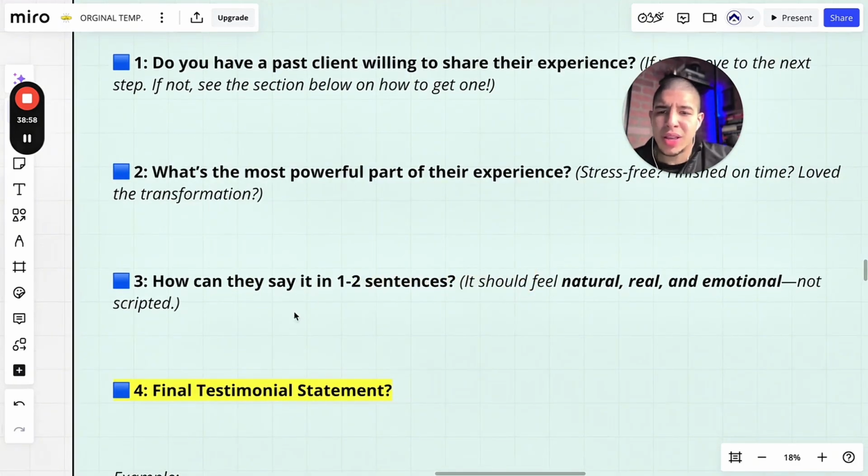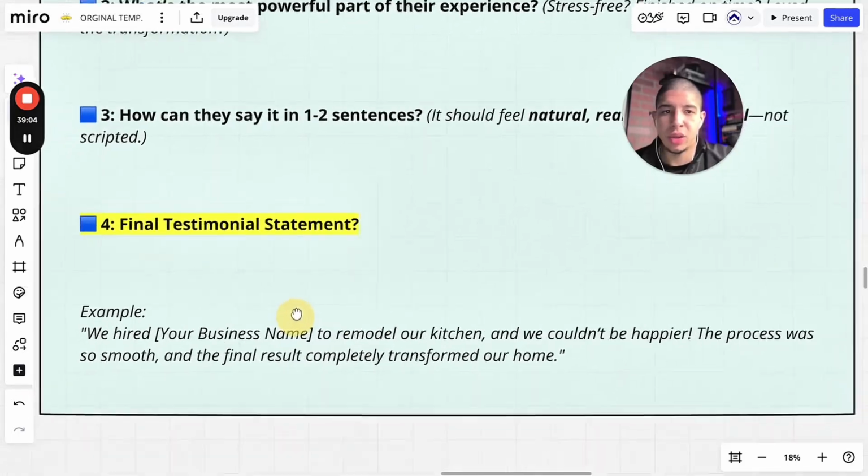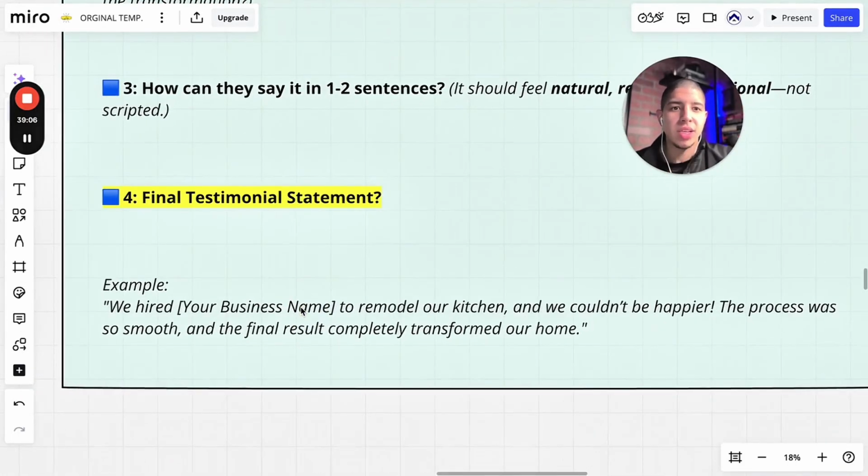Easy. How can they say it in 1 to 2 sentences? It should feel natural, real, and emotional, not scripted, obviously, right? Don't get fake testimonials. Don't be like, Mom, can you record me a testimonial? Don't do that. People can see right through that. It's not good. Please don't do that, right? And you're not telling the truth. It's just not going to be good for you, I promise you.